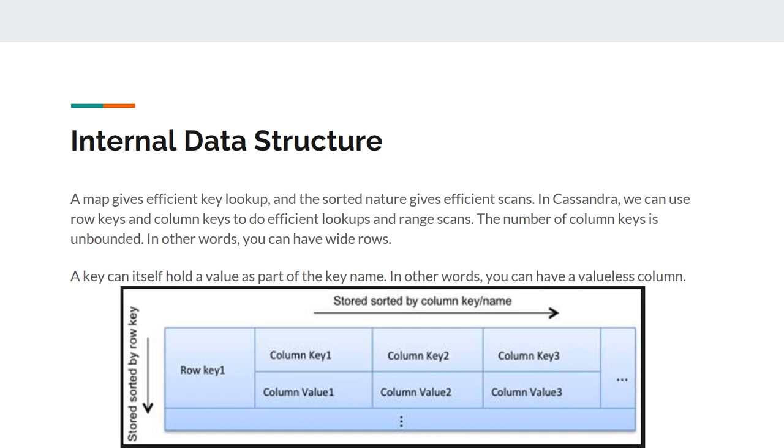So the internal data structure of Cassandra looks like this. A map gives efficient key lookup and the sorted nature gives efficient scans. In Cassandra, we can use row keys and column keys to do efficient lookups and range scans. The number of column keys is unbounded. In other words, you can have wide rows. A key can itself hold a value as part of the key name. In other words, you can have a valueless column too.